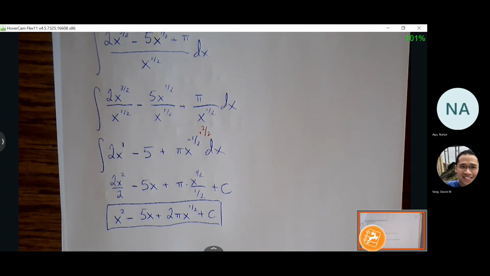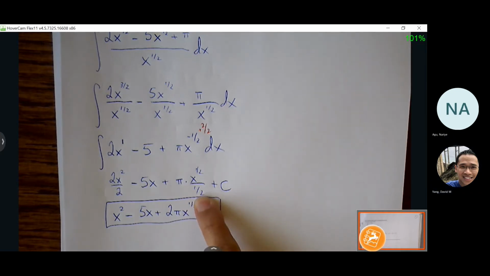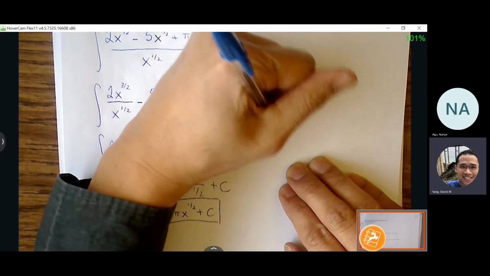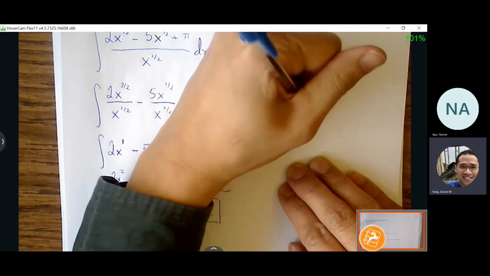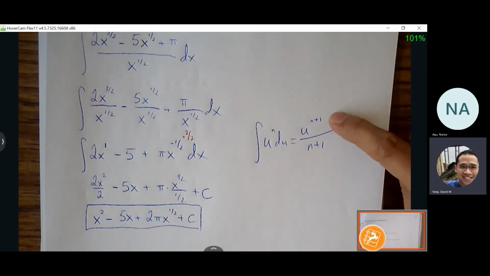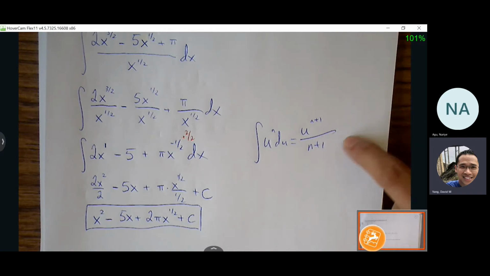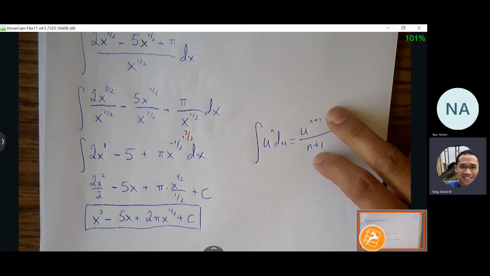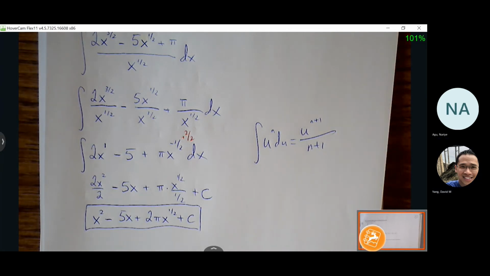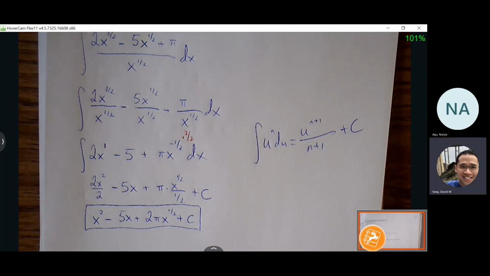Second to last, why do you mean down here? The reason why is because we're following the rule for power rule. So power rule says if I have u to the n du, it'll be u to the n plus 1 over n plus 1. So whatever new exponent I come up with at the top, it's going to be copied down below. So these numbers will always match.